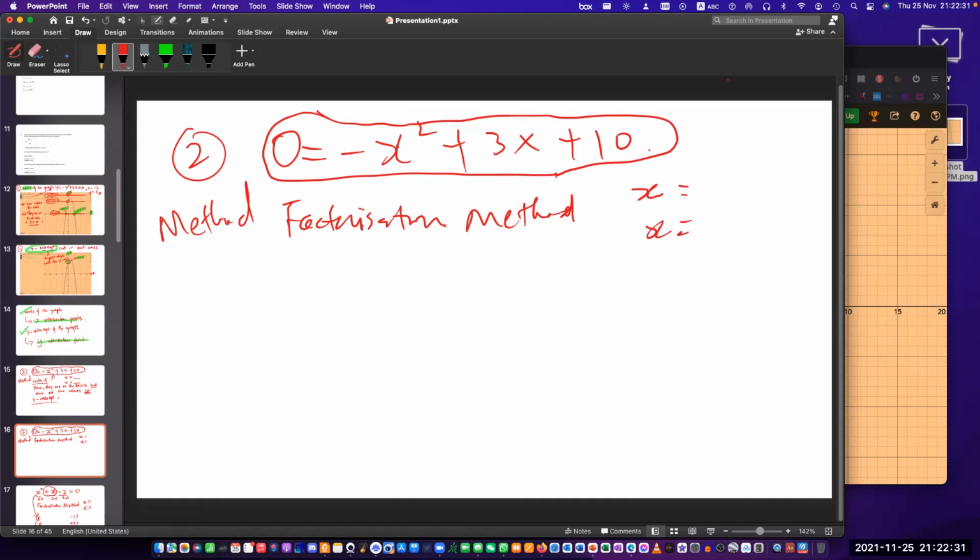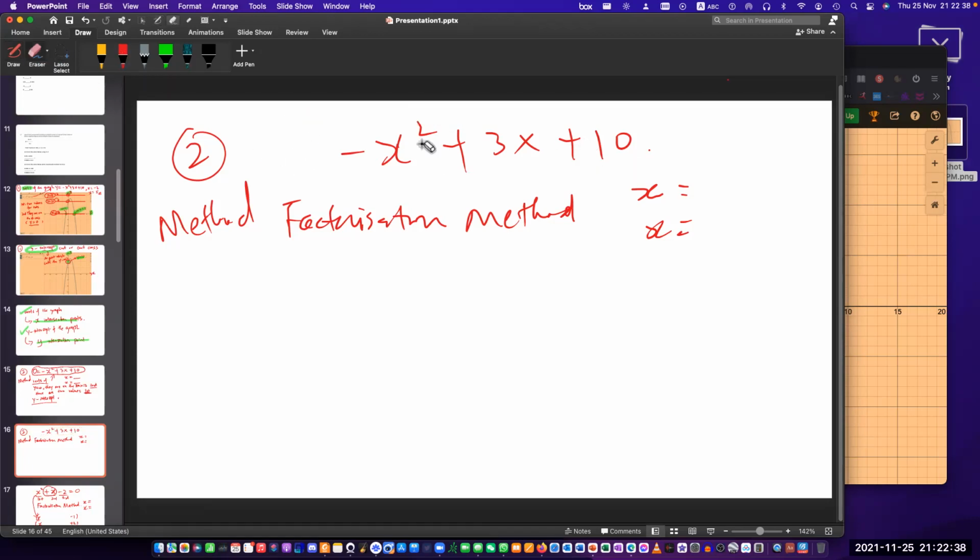So I hope you remember the factorization method. Let me just switch the equals to 0 to the right hand side. So you have the first term, the second term, and the third term. If you are given 3 terms and you equate the 3 terms to 0, you have to use the factorization method to find out the 2 values of x. Okay, let me just write it here.